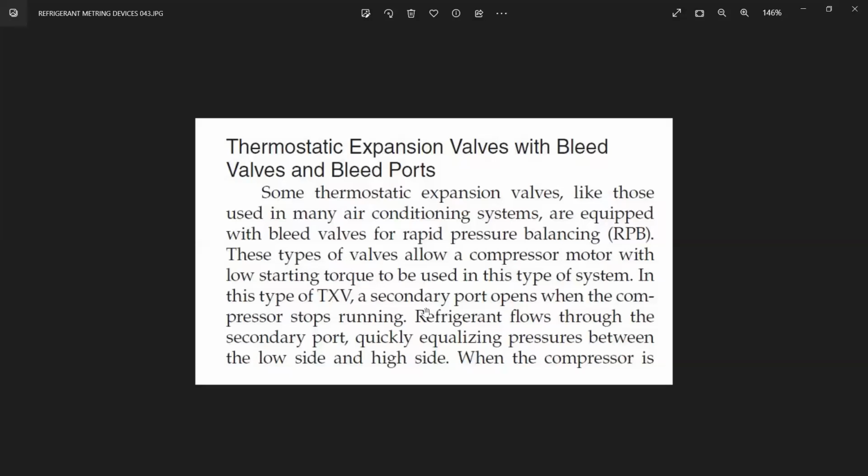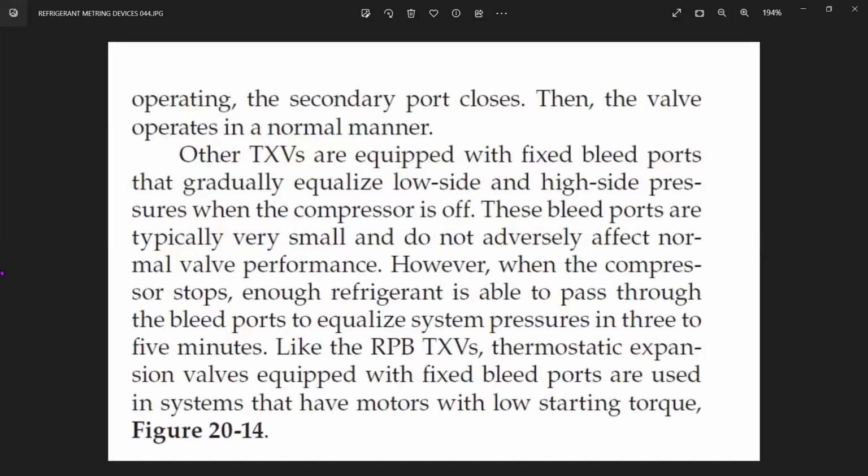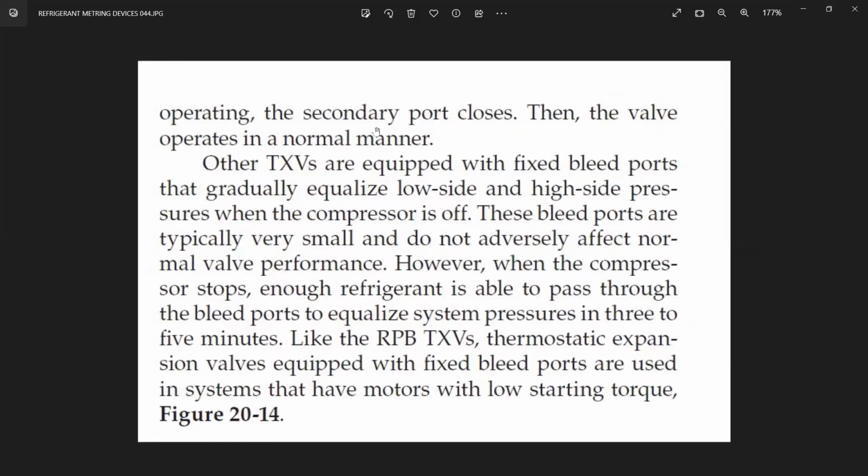In this type of TXV, a secondary port opens when the compressor stops running, and the refrigerant flows through the secondary port quickly, equalizing the pressure between the high side and low side. Now when it stops, the pressure gets equalized. Okay? Now when the compressor starts operating, the secondary port closes, and then the valve operates in a normal manner. This is the normal TXV working.